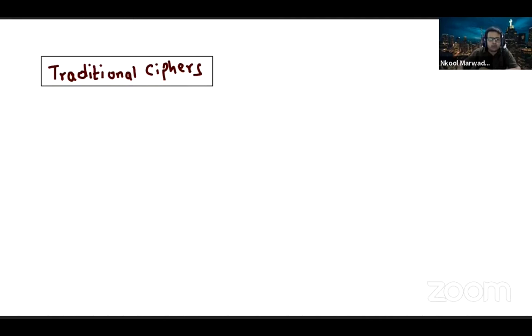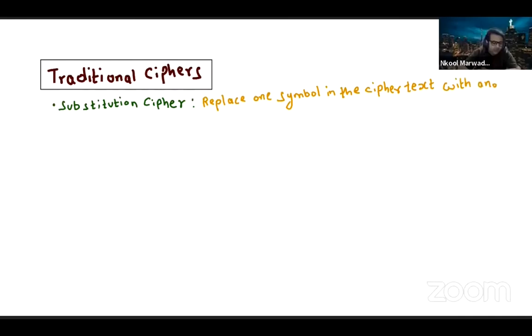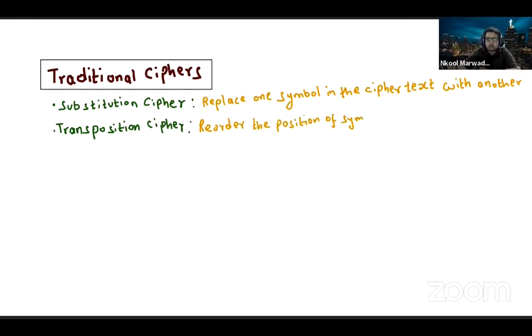Here I will just make a note of it. We have something known as substitution cipher. As the name suggests, the real data, the information which we have, we substitute it, and hence it's the substitution cipher. In substitution cipher, we replace one symbol in the ciphertext with another. Similarly, we have transposition cipher. In transposition cipher, we don't replace, but we reorder the position of symbols in the plain text.